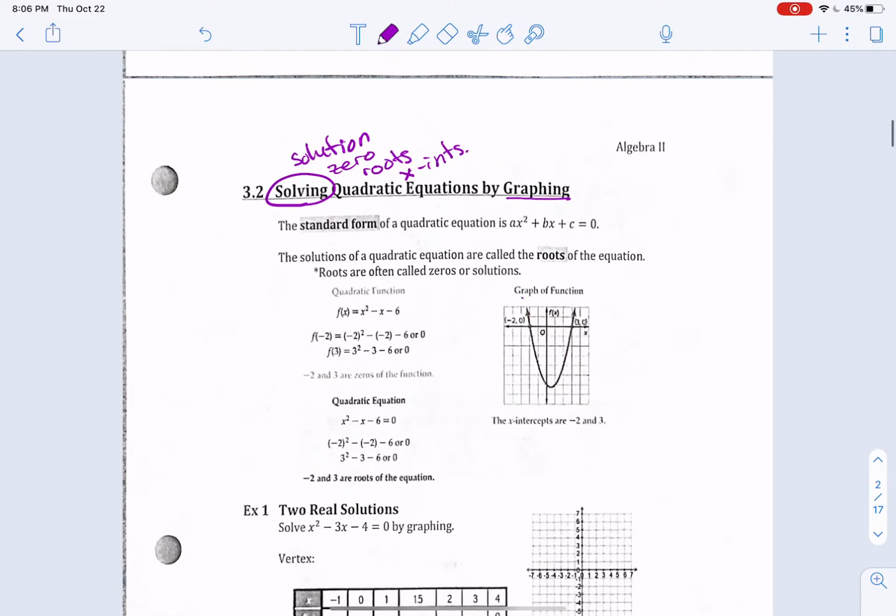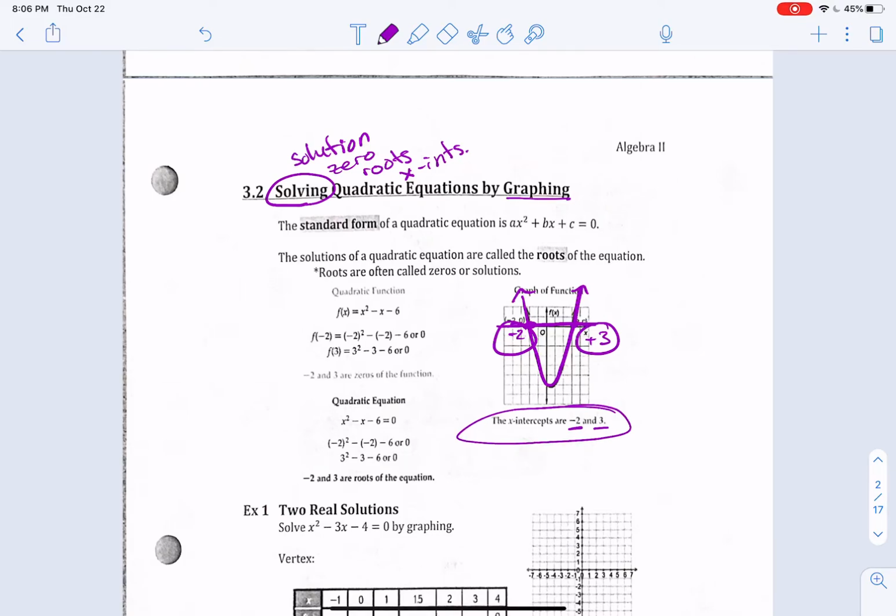So if I look at the graph of this function here, this parabola, this quadratic function, the solution is going to be the point -2, which is where it crosses here, and +3, which is where it crosses over here. Those are my two solutions. The x-intercepts are -2 and +3. That's what I'm looking for as a solution, okay?